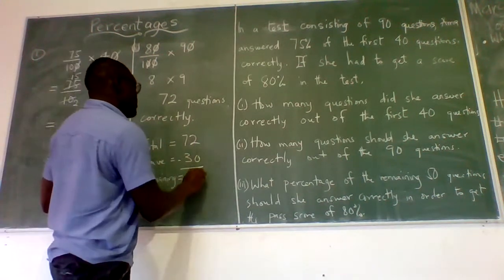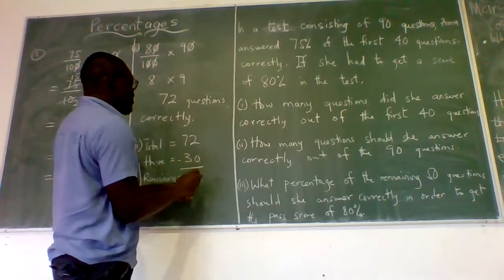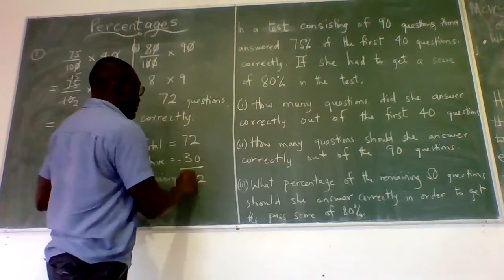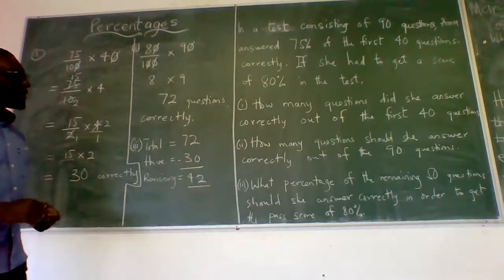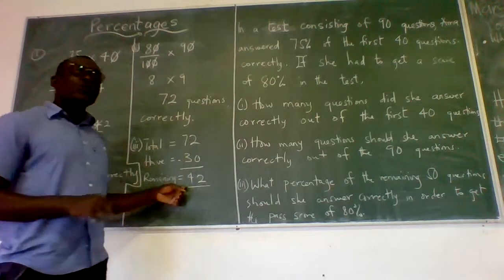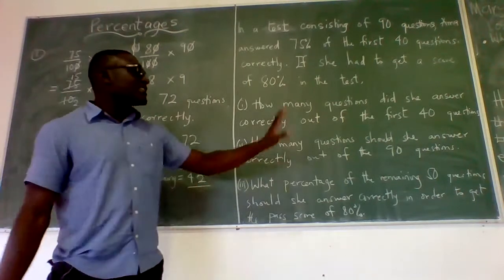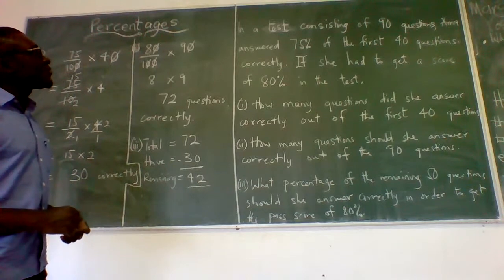and that should give us what will be here, 2, 8. So 2, yeah, 2, and then here will be 4. Yeah. So it means that Amma has 42 more questions that she's supposed to answer correctly out of the 50 questions that are remaining. And that should solve this problem.